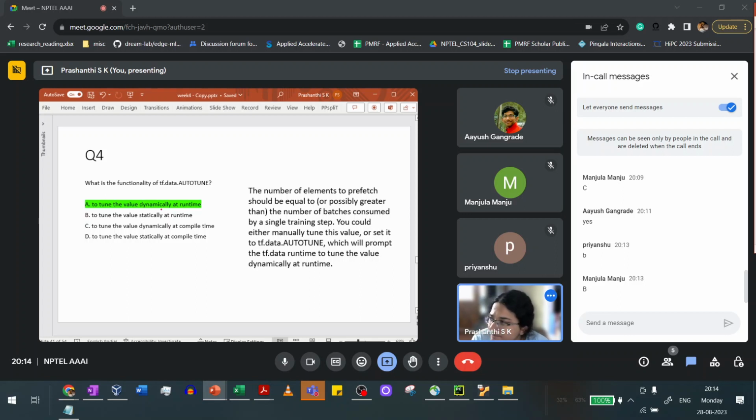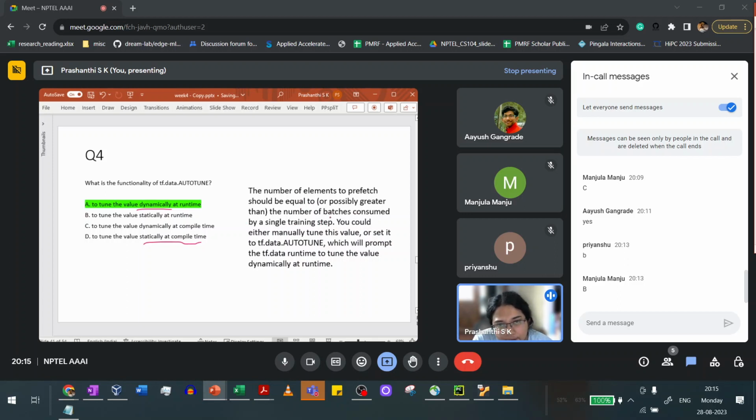So what do we ideally want this to do, right? If it was statically at compile time, it's not very useful, right? You want the highest flexibility, basically that it does it at runtime and it does it dynamically, regardless of what the input is. So what does this actually do, this knob? The number of elements that need to be prefetched should ideally be equal to or greater than the number of batches consumed by a single training step.